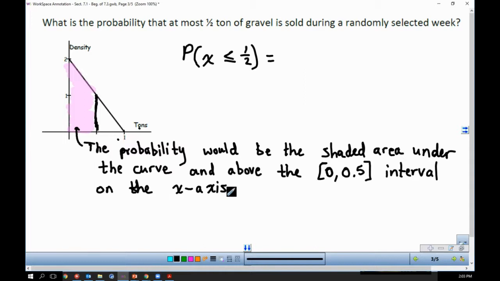Okay, what shape does that make? A trapezoid, right? So if we find the area of that trapezoid, then we have our probability. I'll write it up here. The area of the trapezoid is 1/2 times (base 1 plus base 2) times our height. The bases of a trapezoid are the two parallel sides.